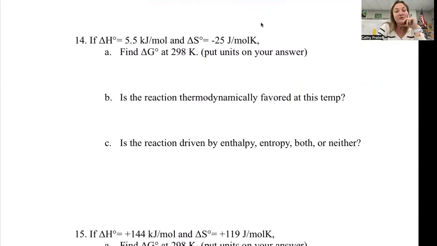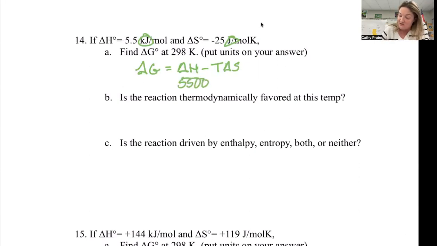While we're here, I'm going to do number 14. I'm given delta H and I'm given delta S, and I'm asked to find delta G. I'm going to use this formula. Notice that right now, those are not in matching units, so I need to make them match. So I'm going to change that to 5,500. Temperature is 298. Delta S is -25.